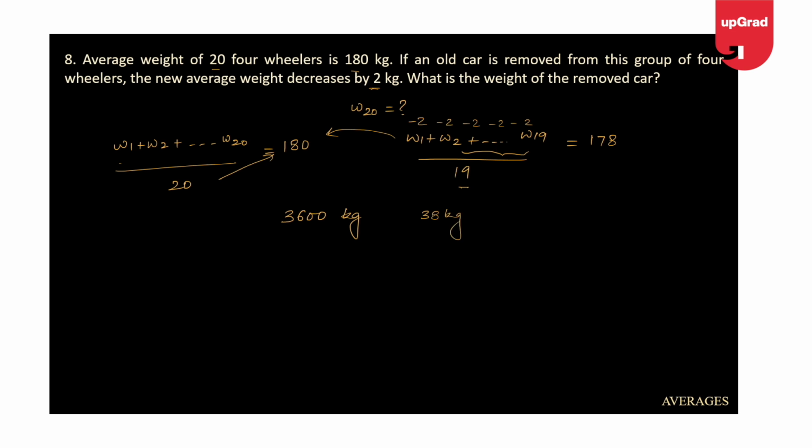That much got removed, which means the average of each car was 180. So the car which got removed had the average and also took this extra value with it, which means 180 plus 38, therefore 218 kilograms got removed from the total, and hence the weight of the removed car would be 218 kilograms. That's what it is. Now you need to understand how we are adding and subtracting those values from the final outcome. Let's look at another question.